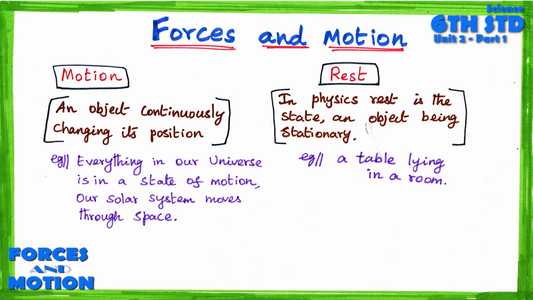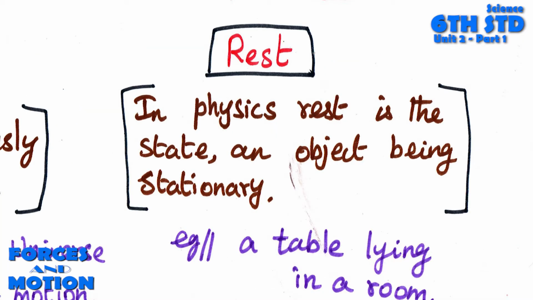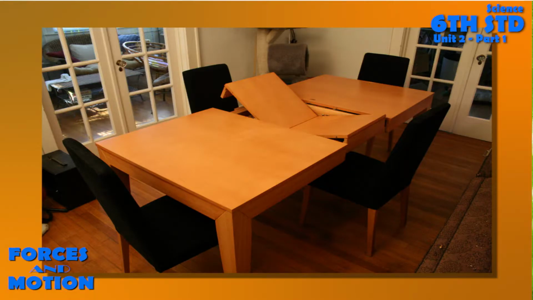So now we are going to learn what is rest. Rest is the opposite of motion. In physics, rest is the state of an object being stationary. When a body is not doing any work, it is said to be at rest. For example, a table lying in a room.